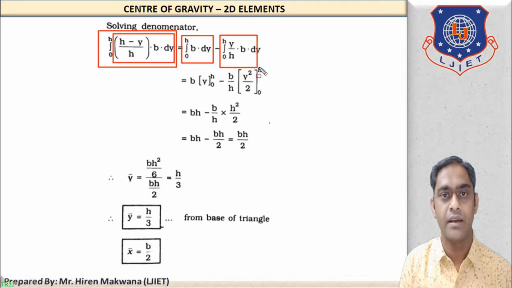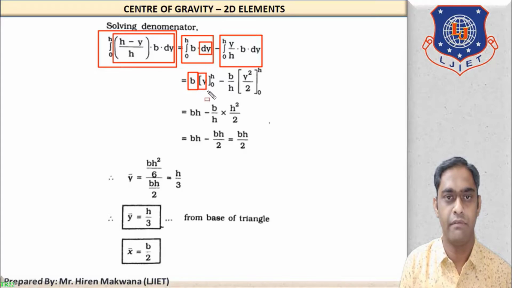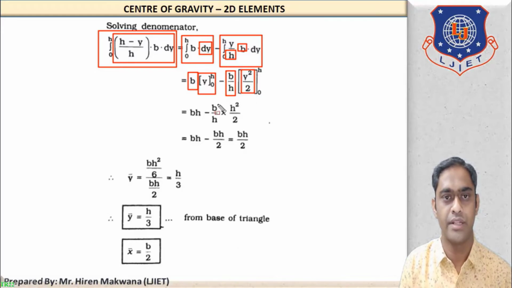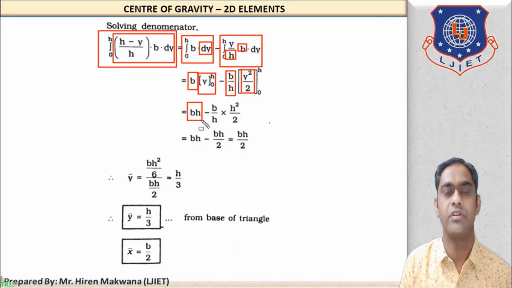In the second term, it will be b into y upon h, so b into y upon h dy. So now by doing the calculation, y is the variable, b is the constant. So integration of dy will become y, limit 0 to h. In this term, b and h both are constants, so taking them out. The only remaining is y into dy, which will be integrated as y square by 2, limit 0 to h. Now just replacing the upper limit, you will get b into h in the first term.